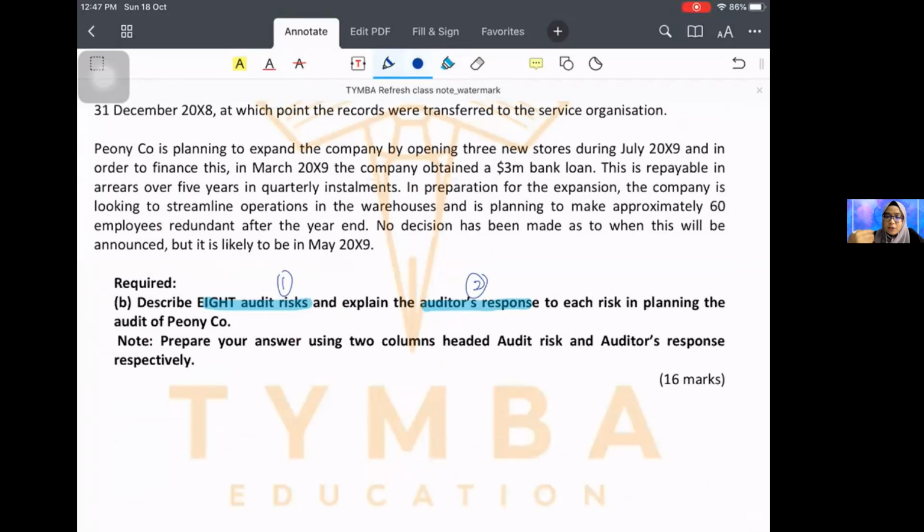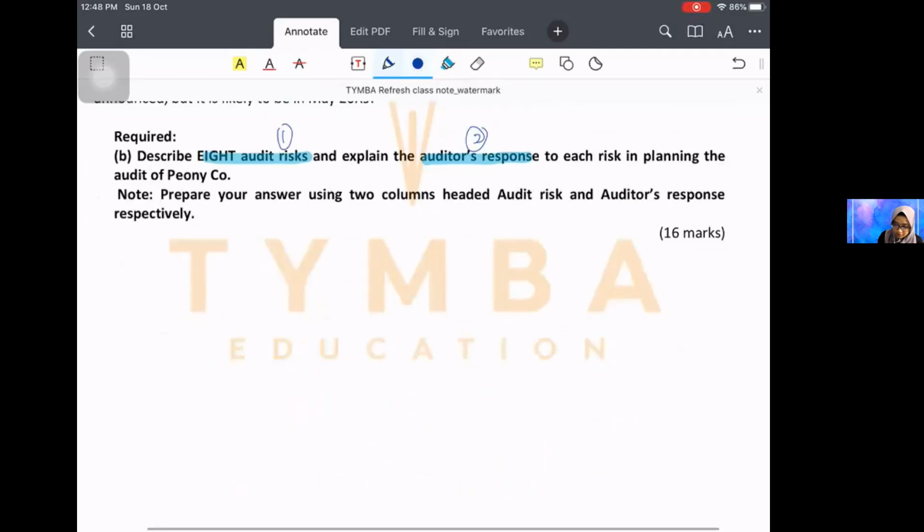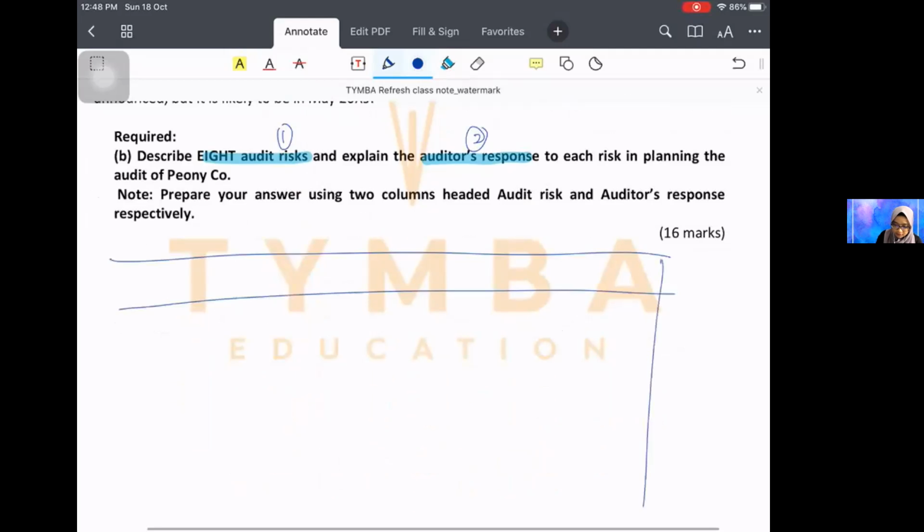Nowadays, your exams are all computer based. So computer based has no problem. ACCA has already provided the tables and the columns. You just need to fill in. Okay, let's say if there are no tables provided. So please remember to answer these questions. Please have a 2 column table. One is audit risk and another one is auditor's response. Okay. Now, before we move on, let me draw the columns first.